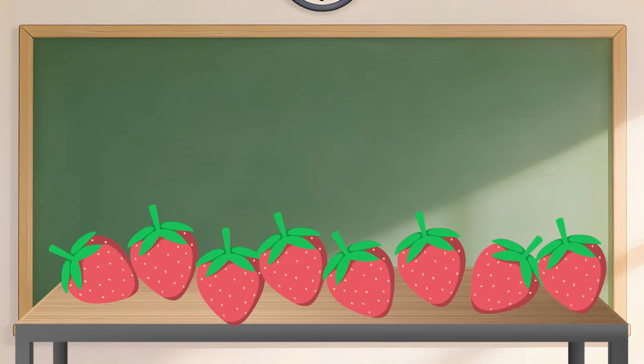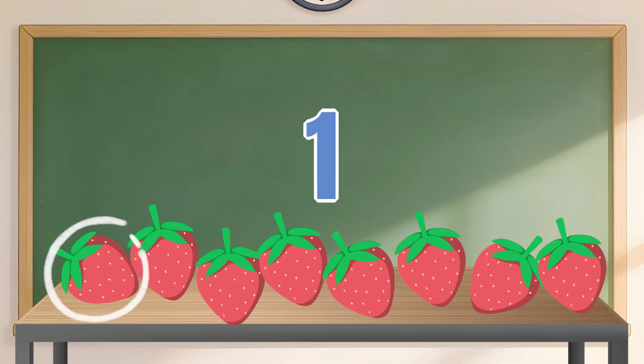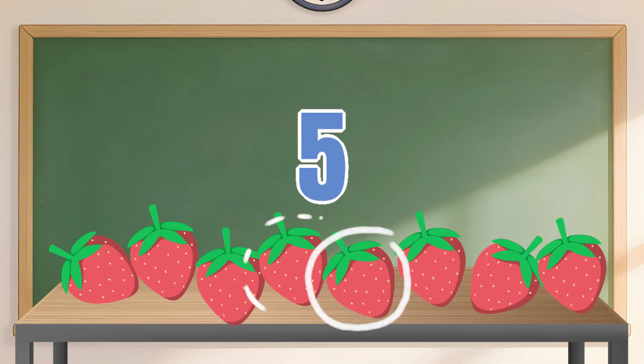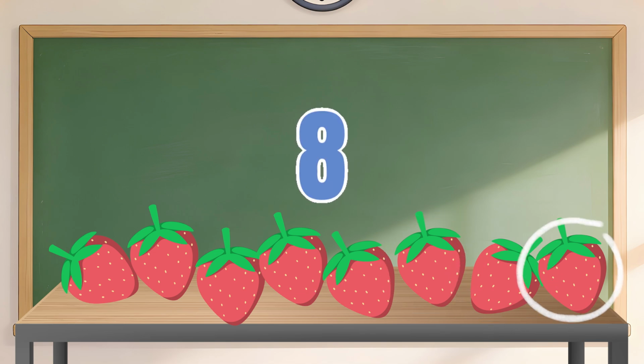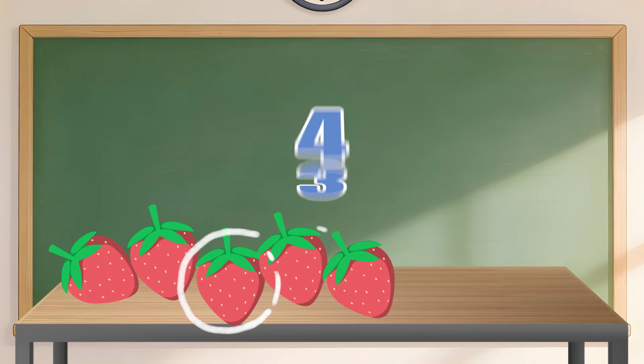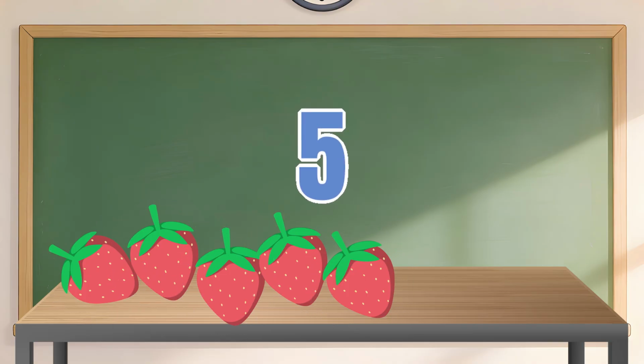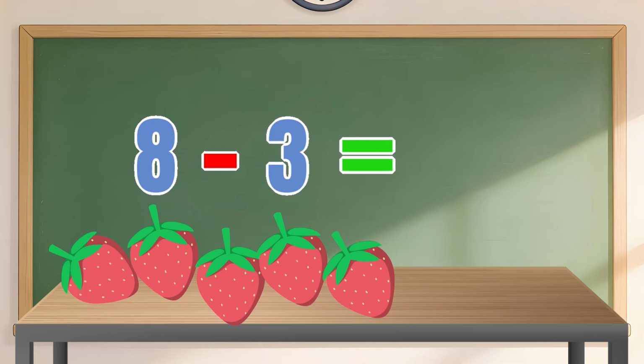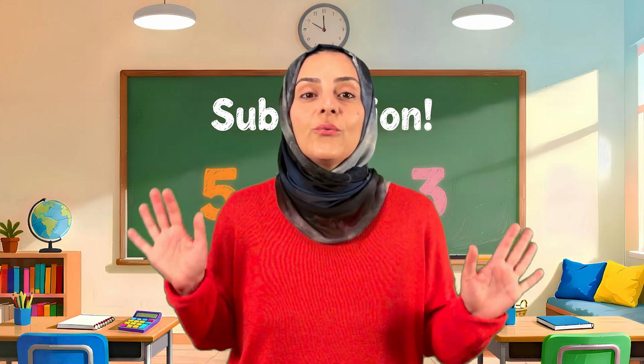One more. You have some strawberries in your bowl. Let's count them. 1, 2, 3, 4, 5, 6, 7, 8. You have 8 strawberries. Now you eat 3 of them. Yummy. How many are left? Let's count. 1, 2, 3, 4, 5. There are 5 strawberries left. We say 8 minus 3 equals 5. Great job, friends. You're doing so well.